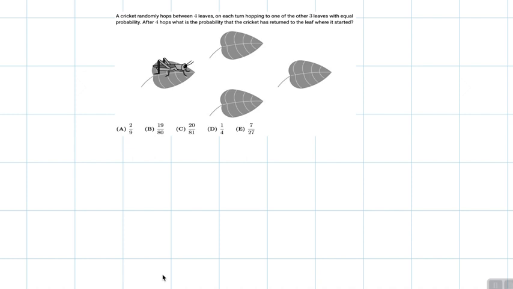A cricket randomly hops between four leaves. On each turn, it hops to one of the other three leaves with equal probability. After four hops, what is the probability that the cricket has returned to the leaf where it started?